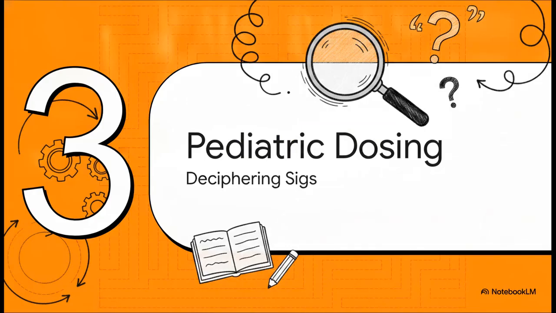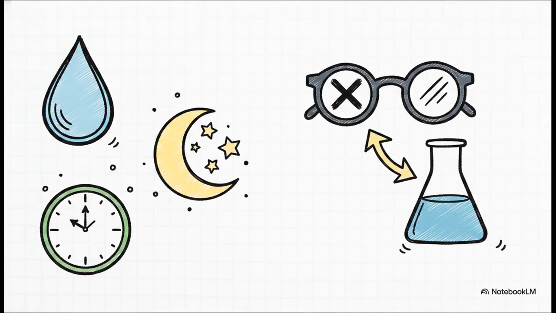Section 3, Prescriptions and Pediatric Dosing, specifically deciphering SIGs and weight math. Okay, let's dive into this next section, because before we can crunch any actual numbers, we have to decode the secret language of the exam. Interpreting the prescription correctly, that's step 0. Let's do a really rapid review of these high-frequency abbreviations. You probably know them, but let's be sure.